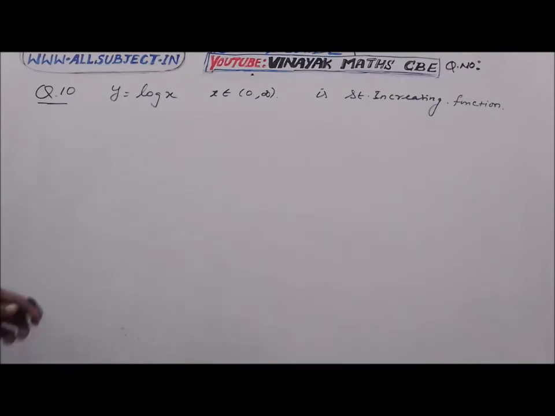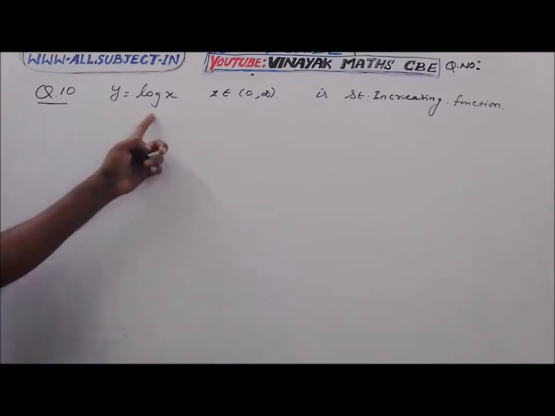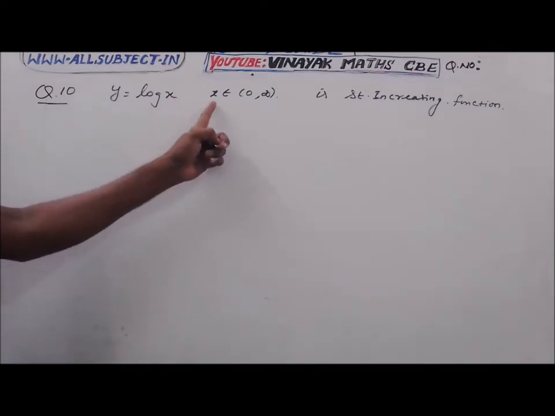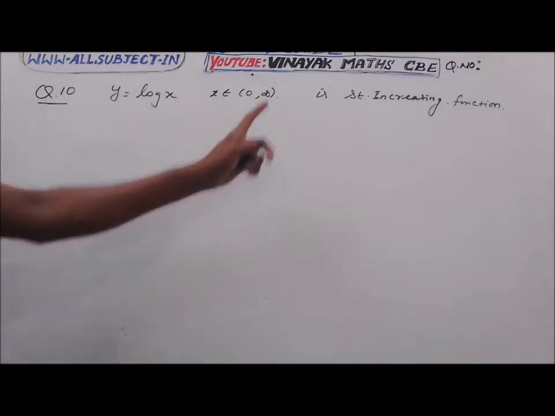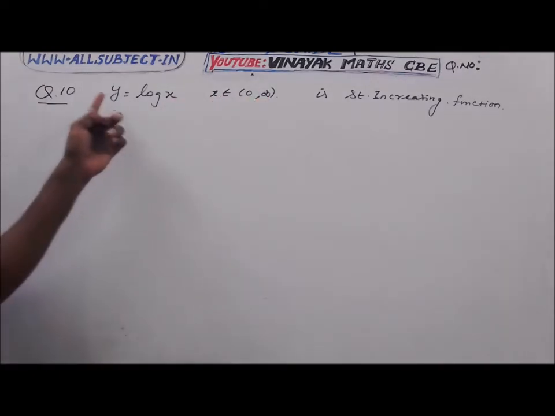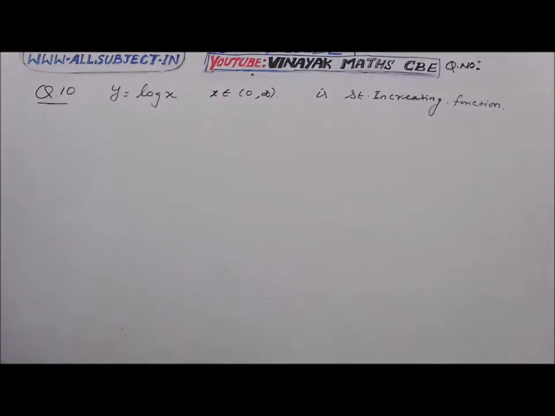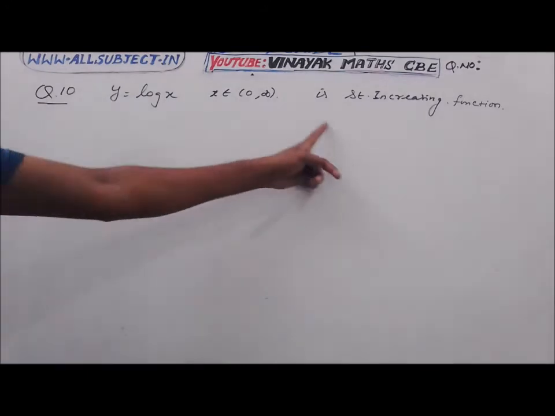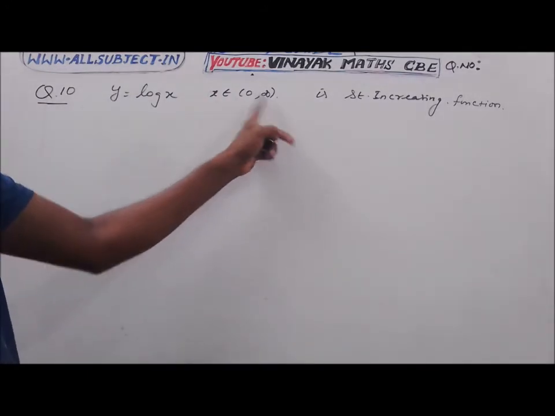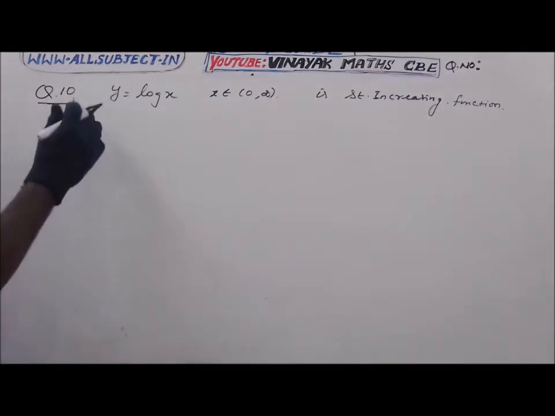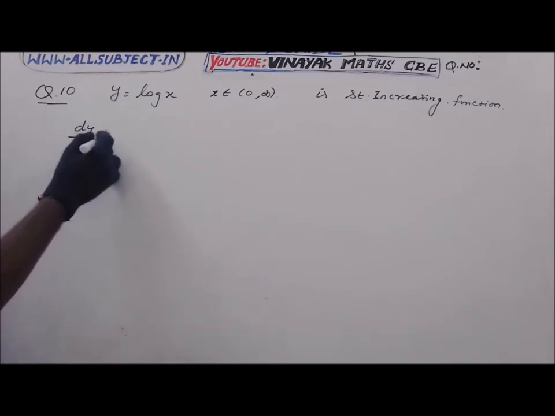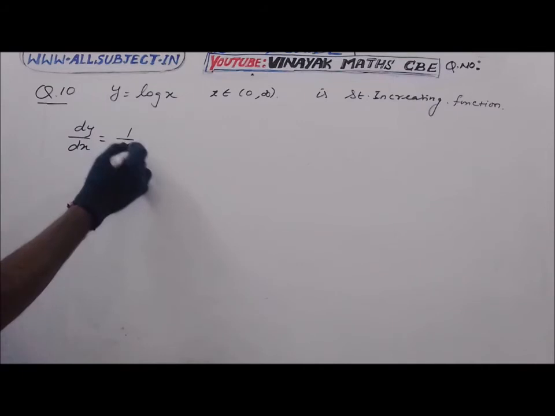Here comes question number 10, exercise 6.2. Given the function y equal to log x, defined for x belongs to 0 to plus infinity. We should show that y is a strictly increasing function in the interval 0 to infinity. We need dy by dx. The derivative of log x is 1 by x.